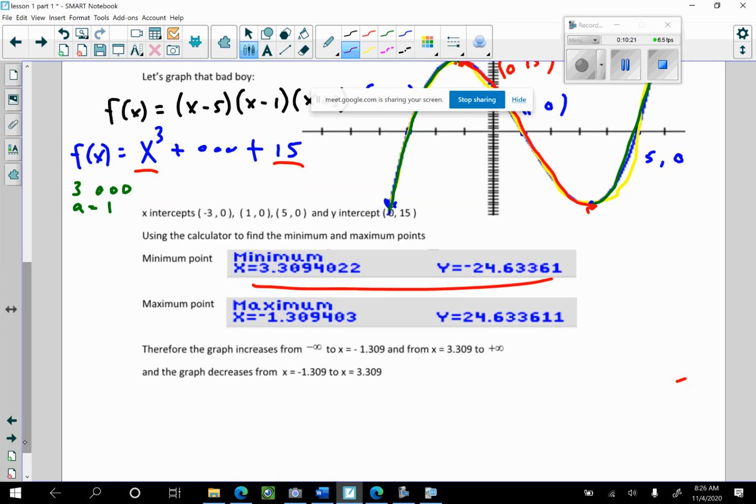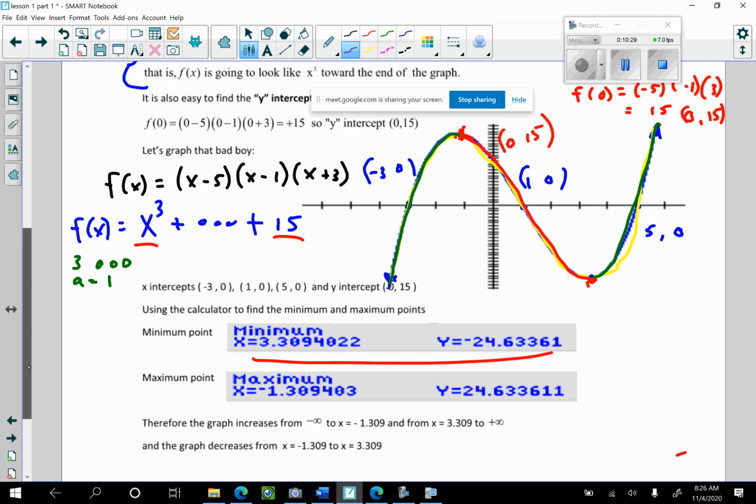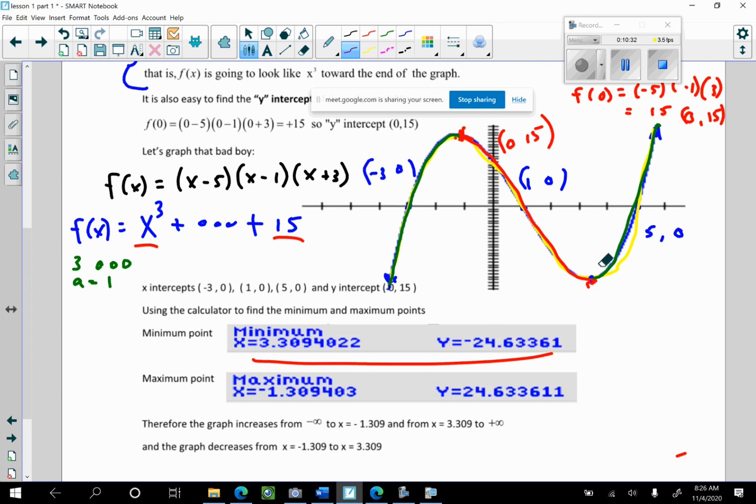Let's talk about this increasing, decreasing thing right here. Therefore, the graph, let's see here. If I have the minimum point right here, I have this minimum point labeled right here, 3.3094, comma, negative 24.6336, and then I have this max up here. Therefore, and we talked about this, it increases from negative infinity. Negative infinity is over here, so it's going to increase, and we know this starts negative and ends positive.